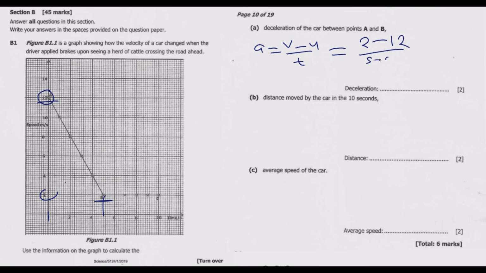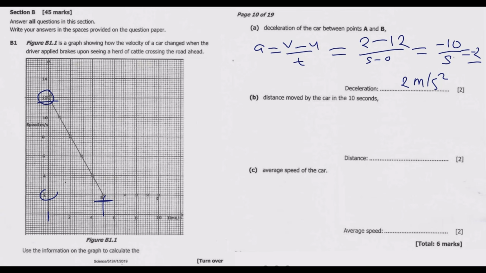So 5 minus 0 is just 5. So we have 2 minus 12, which is negative 10, over 5. So 5 into 10 is negative 2. Since it's deceleration, it's 2 meters per second square, because it's already deceleration, you write it as a positive number. If you write acceleration equal to negative 2 meters per second square, it means it's deceleration.